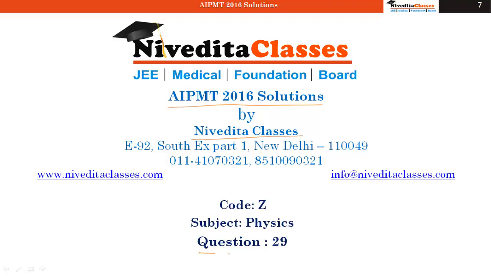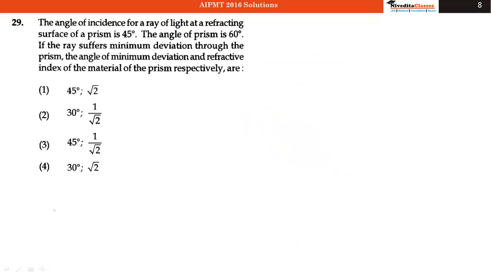Now we will discuss question number 29 of subject physics from code Z. Now what our question says that angle of incidence for a ray of light at a refracting surface of prism is 45 degree. The angle of prism is given to us as 60 degree.